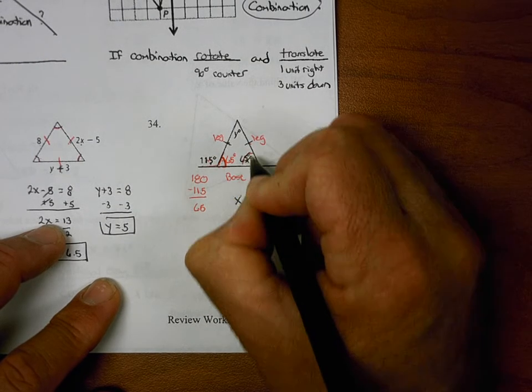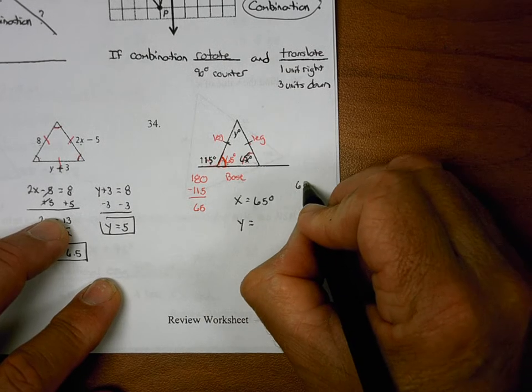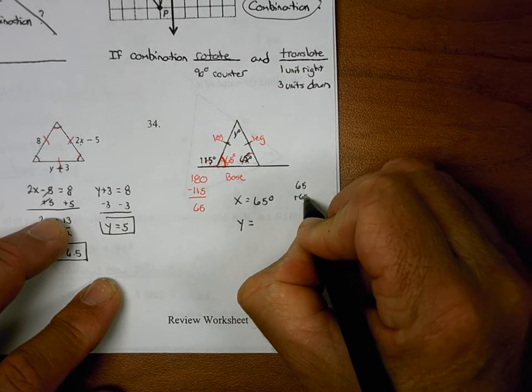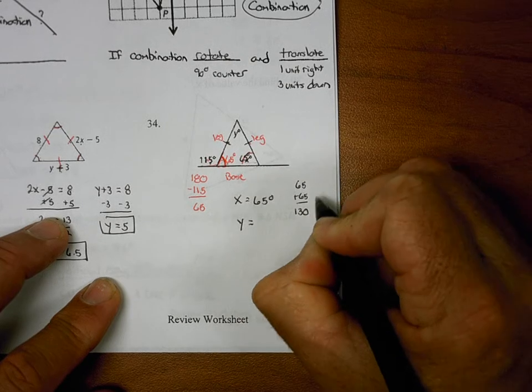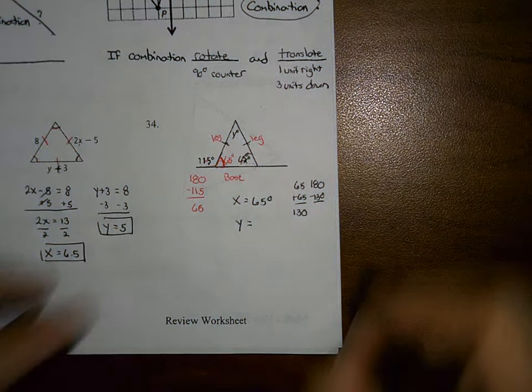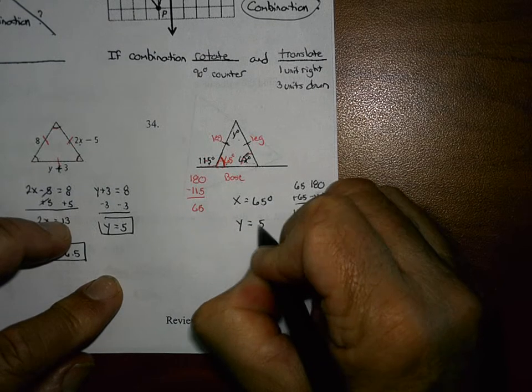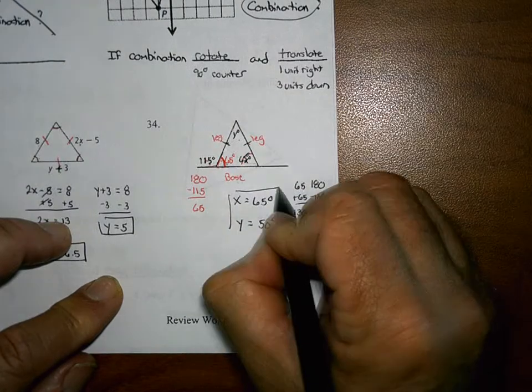Now to find the value of y, I just add up the 65 and the 65. That would give me 130. And then I subtract 130 from 180. And that would give me my answer, 50, for y. So y would be equal to 50 degrees. Okay, so there would be number 34.